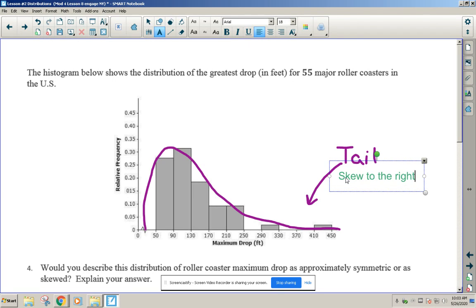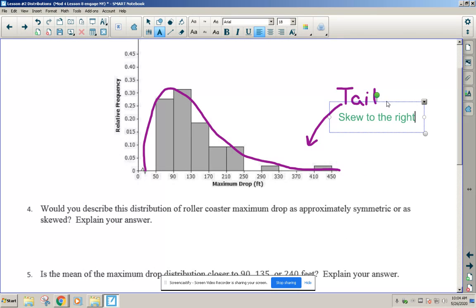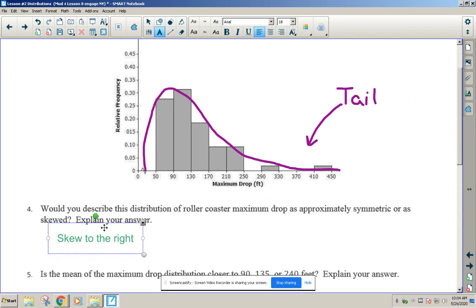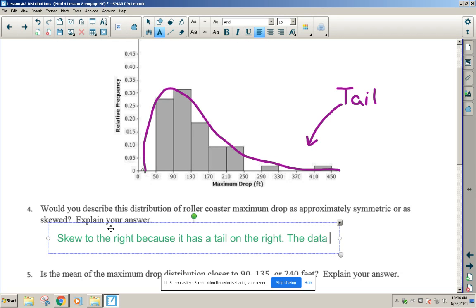And so that's actually what number 4 is asking. Would you describe the distribution of this roller coaster as approximately symmetric or skewed? This is skewed. This is absolutely not a normal curve. And it's skewed to the right because it has a tail on the right. The data is not centered.